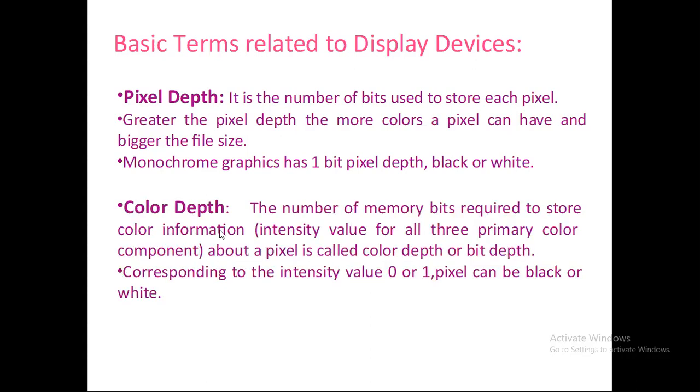Next term is the color depth. What is color depth here? The number of memory bits which are required to store the color information about a pixel. We know that a pixel stores a number of bits. So the number of memory bits required to store the color information about a pixel is called the color depth or the bit depth. Corresponding to the intensity value 0 or 1, the pixel can be black or white.